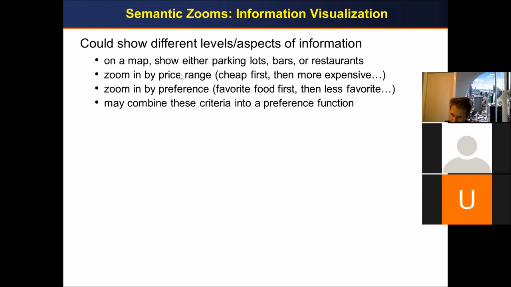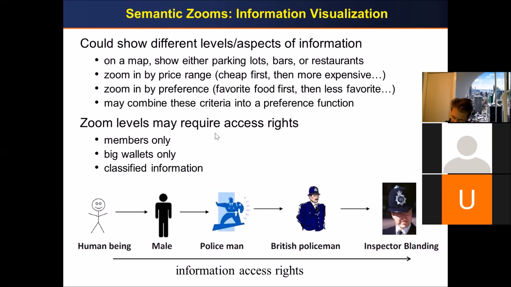So what you can also do is show different levels or aspects of information on a map. You can either show the parking lots, bars, or restaurants, and then you can zoom in on price range, you can zoom in on reference, and so on. For example, you can also have zooming that requires access rights. Some people are only allowed to see a human being, some people are allowed to see it's a male, some people are allowed to see it's a policeman, some people are allowed to see British policemen, some people are allowed to see the entire person.